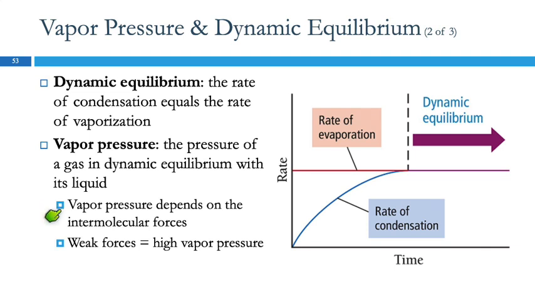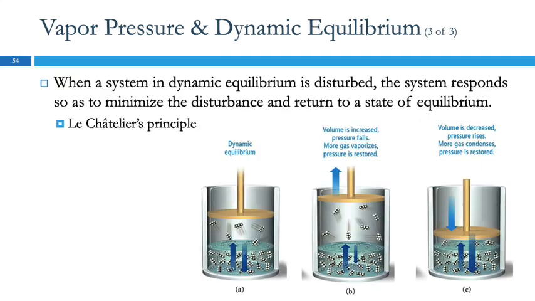The vapor pressure is going to depend on the strength of the intermolecular forces. If we have weak forces, we're going to have a higher vapor pressure because the rate of evaporation will be larger. So here we have an equilibrium situation where we've got this hydrocarbon and it's evaporating and condensing, and so we've got some particles up there.